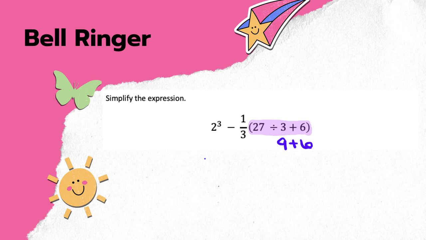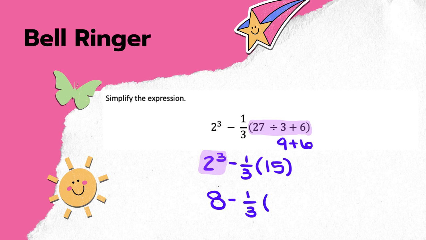15. Thank you, Cameron. So we have 2 to the 3rd power minus 1/3 times 15. What is next in our solving of this problem, Ann? The exponent. And what is 2 to the 3rd power? 8. 2 times 2 times 2. So we have 8 minus 1/3 times 15. Okay? And what is the next step to solving this?